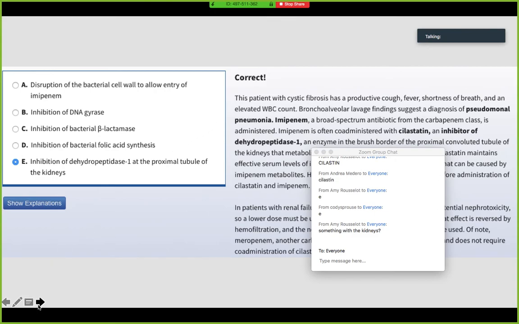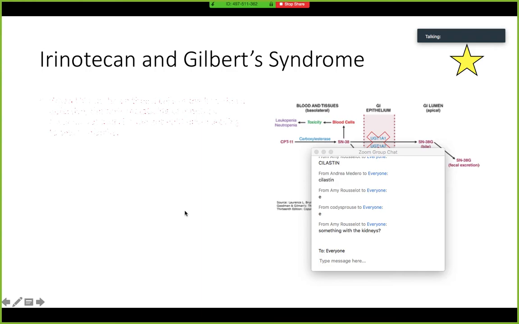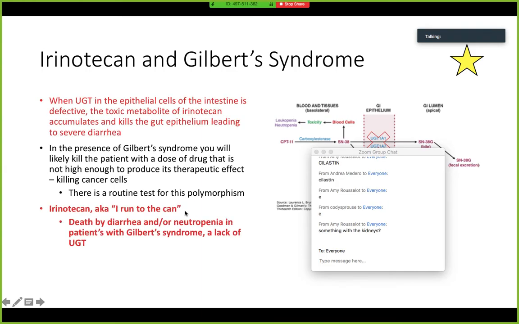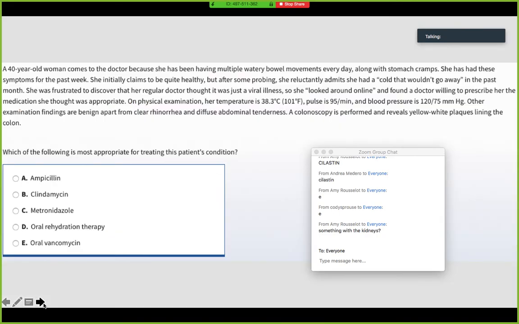Okay. I don't know why that's there. I need to fix that.